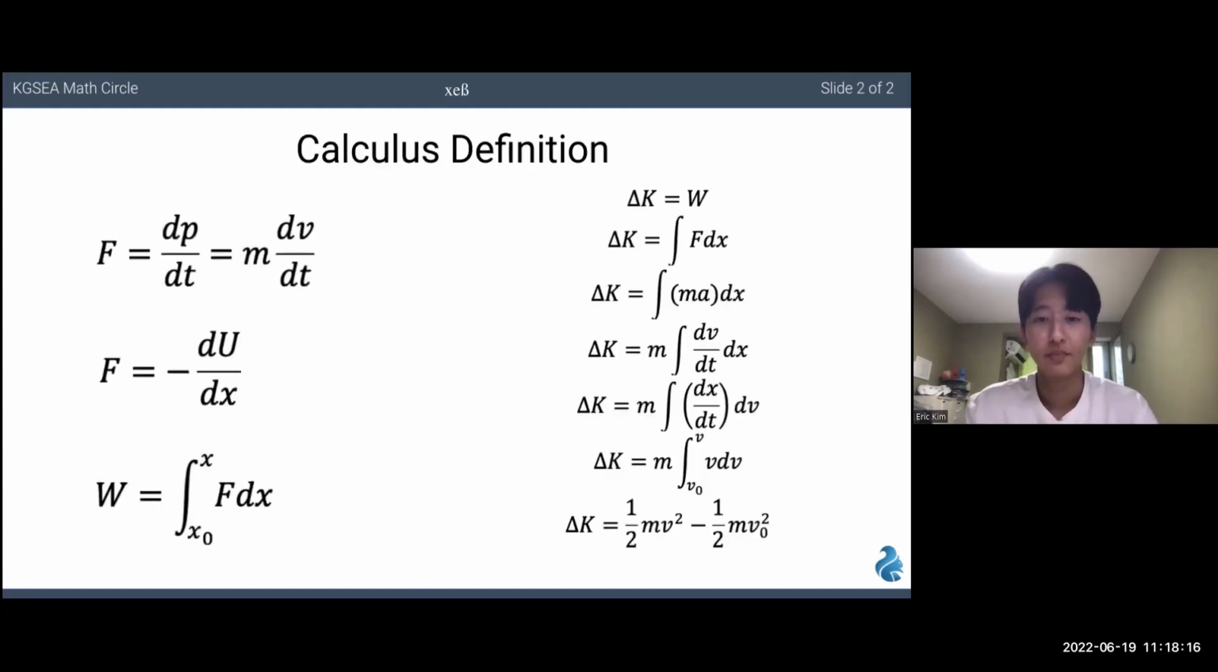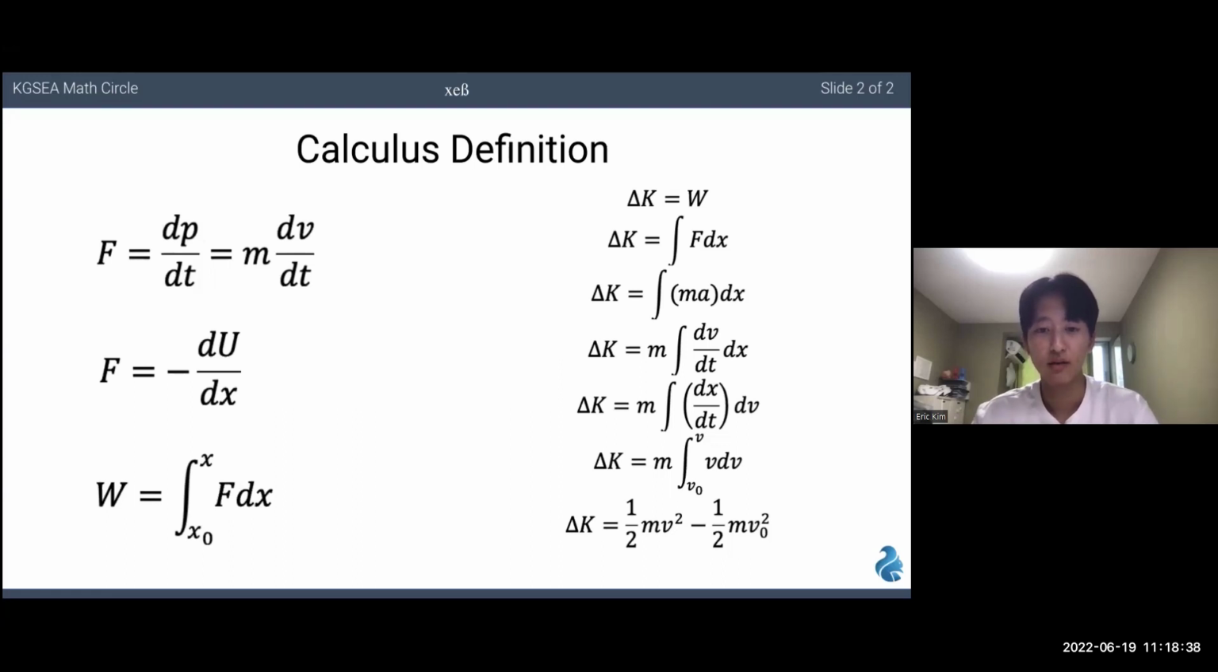Just like before, the equations can be rewritten using calculus. For force, acceleration is dv over dt. Force is also equal to the negative change in potential energy. Work is the integral of force with respect to distance, and the equation for kinetic energy can also be derived using calculus. Note that work is the change in kinetic energy.